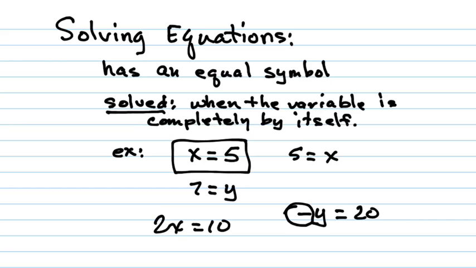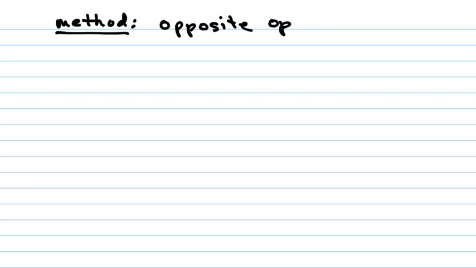All right, so you're not done until the y or x or whatever is what? Completely by itself. That's what we're trying to do, get the y completely by itself. And the method you're going to use to accomplish that is the opposite operation.